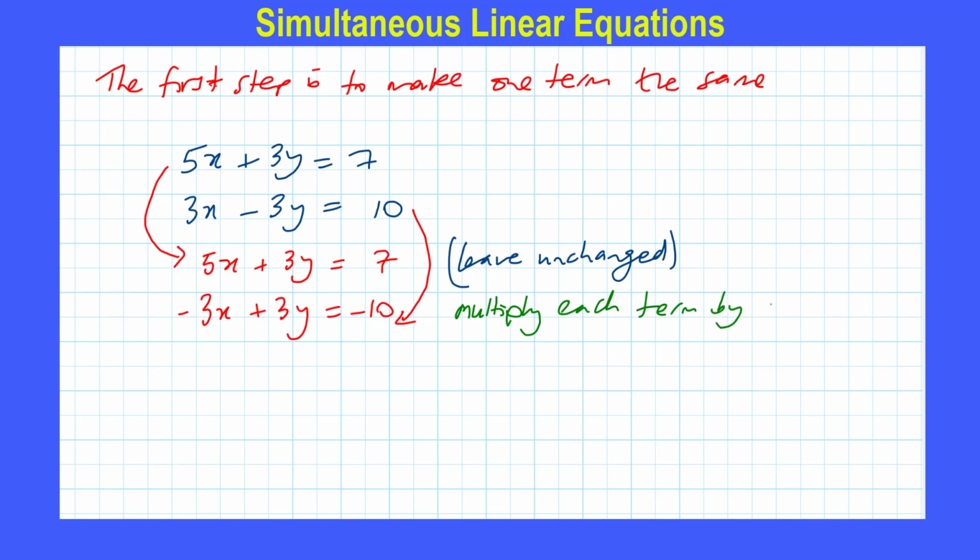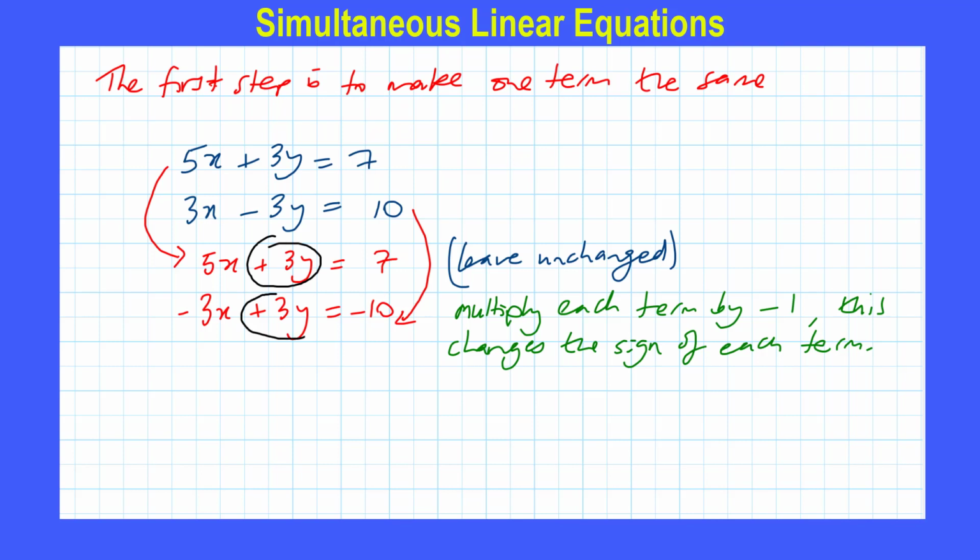So each term has had its sign changed. If it was negative, it becomes positive. If it was positive, it becomes negative. Now if you look, we've got a plus 3y in each equation, and we will be able to proceed with our method.